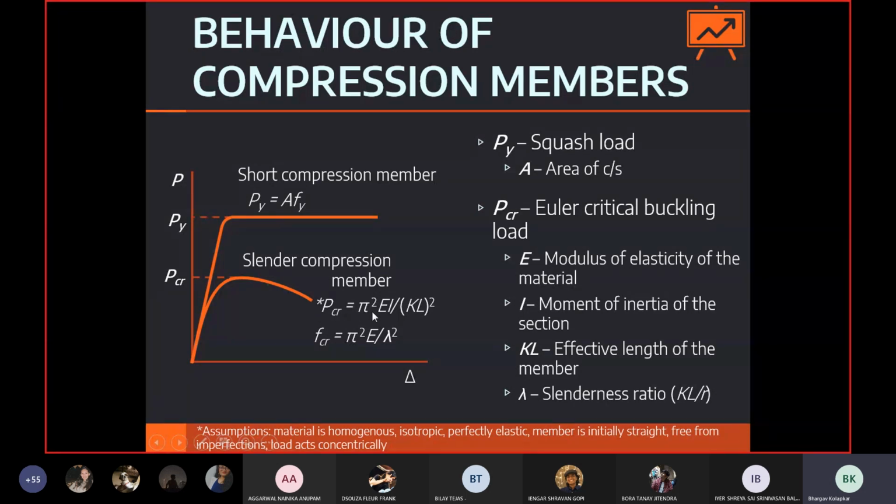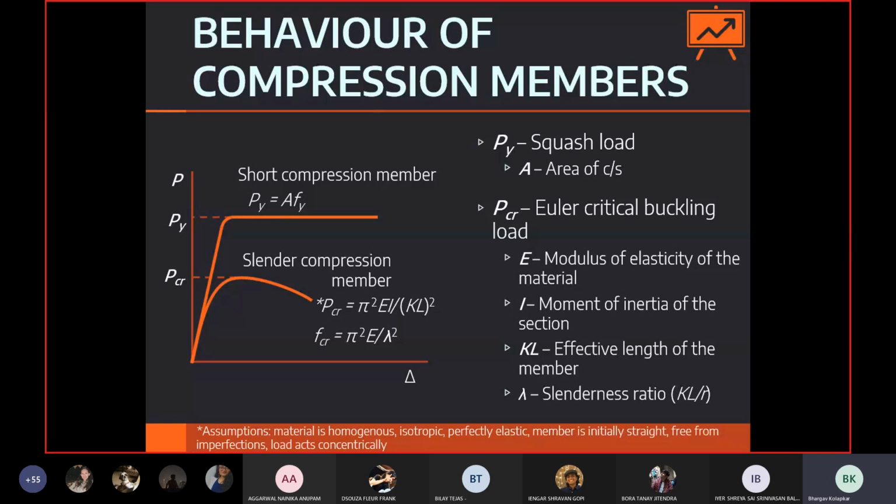So PCR is equal to pi square EI by KL square. FCR is equal to pi square E upon lambda square. Okay, so you have to remember at least the first one. PCR is equal to pi square EI by KL square. Lambda is nothing but the slenderness ratio. Heard of this term before? I'm sure you have. Slenderness ratio is KL upon R. Is it clear up to here? Could you repeat what K? Sorry. Nothing.